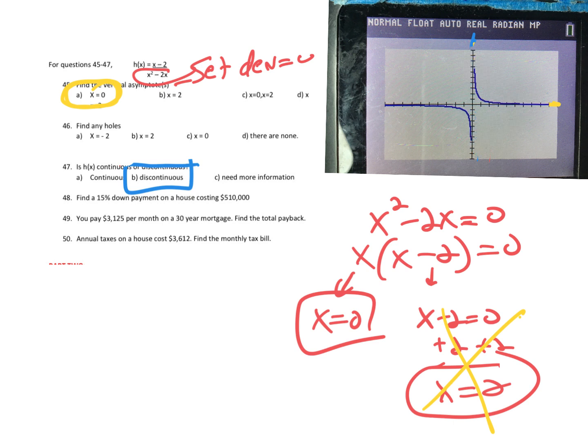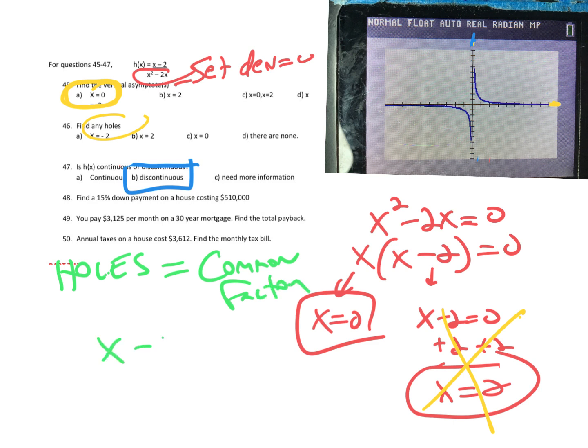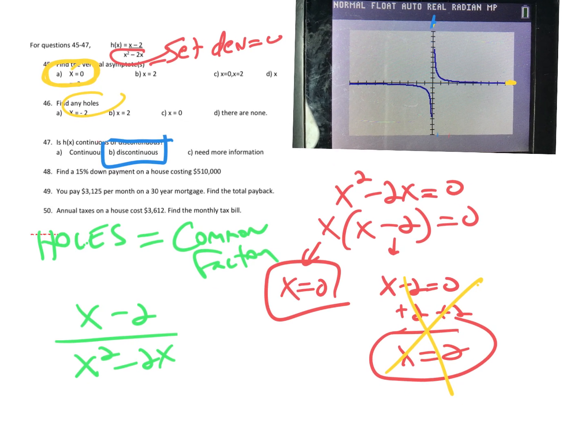For number 46, the question's asking you, are there any holes? Are there any points of discontinuity? Well, holes occur when there's a common factor. Look at your function, x minus 2 over x squared minus 2x. We've already factored our denominator into x times x minus 2. We did that to get our vertical asymptotes. Now there's a common factor. This x minus 2 and this x minus 2 is a common factor.